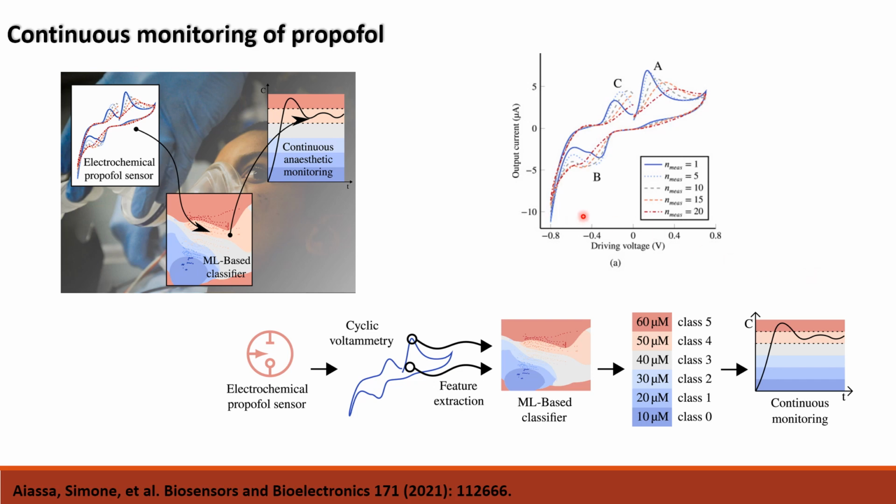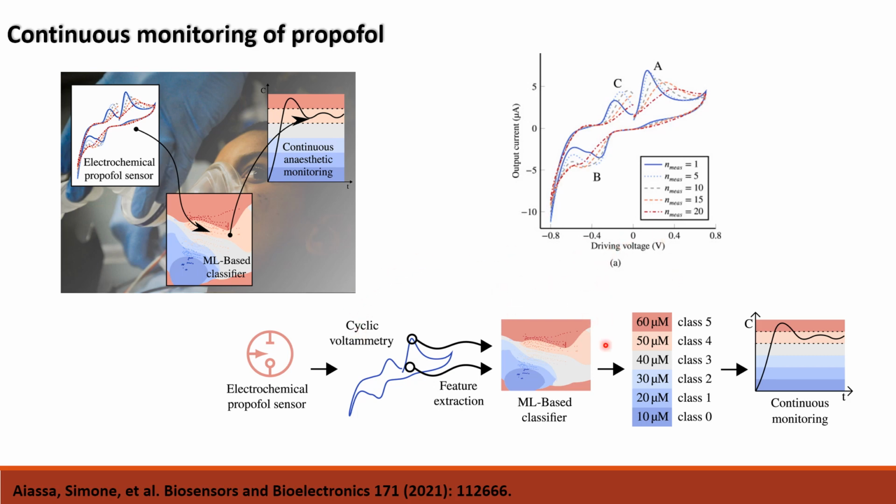Here, this is the detection of propofol in living cells. First, they measure the CV, or cyclic voltammetry, at different concentrations of propofol. After they measure the CV, they extract important features from the CV, like the onset point and the redox peaks. After that, they put them into the machine learning model. In this case, it's an SVM, which is the support vector machine.